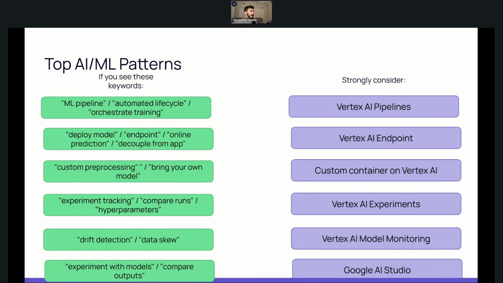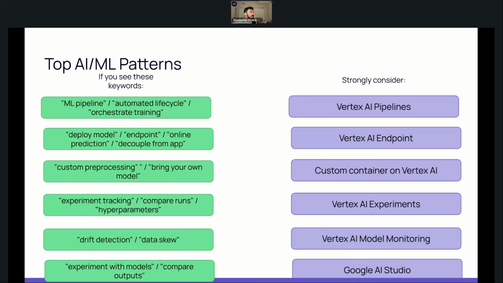Top AI and ML patterns. So if you see pipeline, automating the lifecycle of ML, orchestrate training, that probably indicates Vertex AI Pipelines. If you're talking about deploying a model, if it literally says endpoint or online prediction or decoupling prediction from an application of yours, that could indicate Vertex AI endpoints.